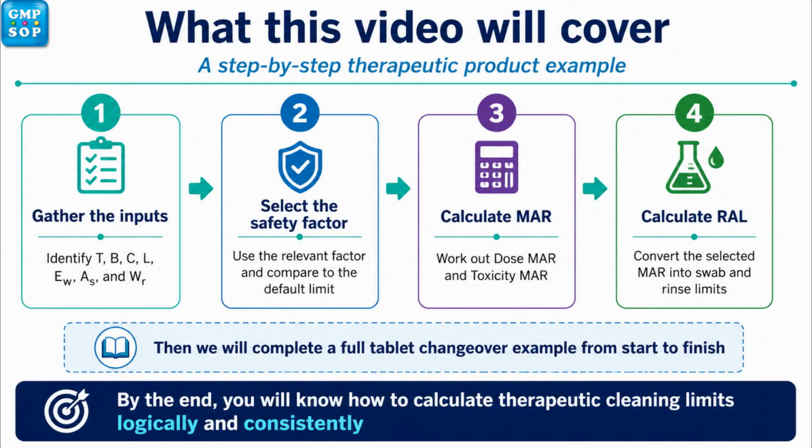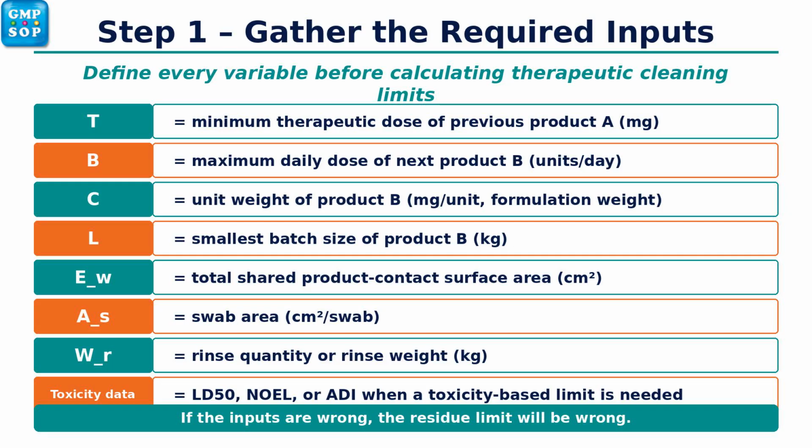Step 1 is to gather the required inputs. To simplify, let's look into all the inputs first. T is the minimum therapeutic dose of the previous product. B is the maximum daily dose of the next product, expressed as units per day. C is the unit weight of the next product. L is the smallest batch size of the next product. EW is the shared product contact surface area.